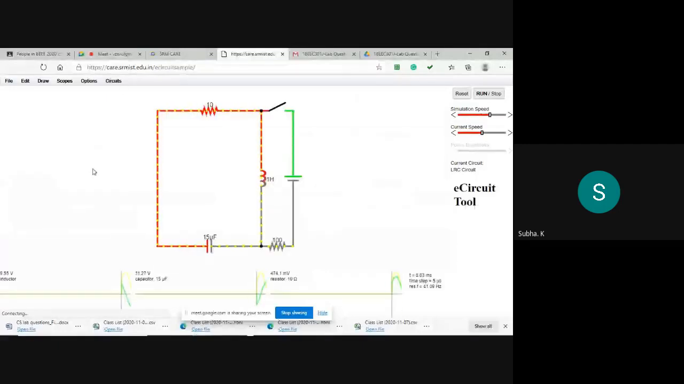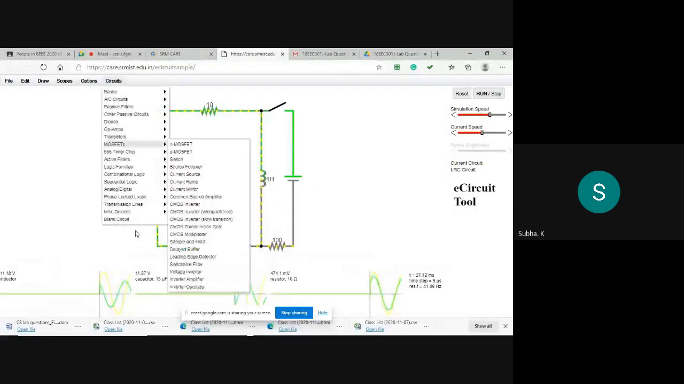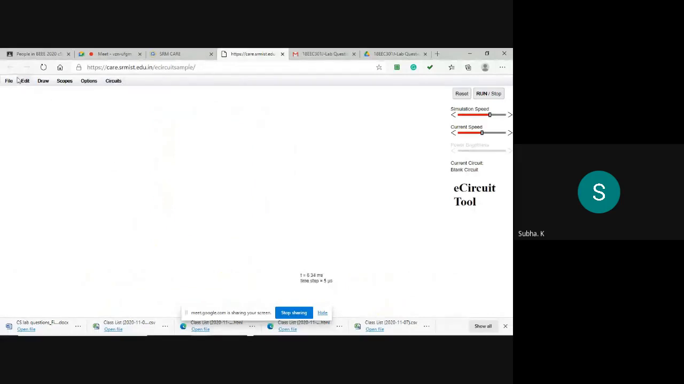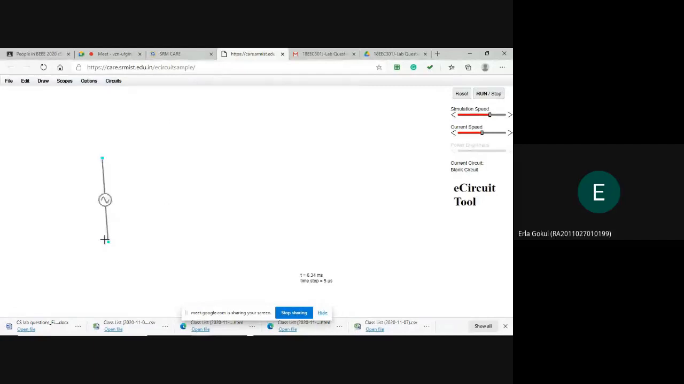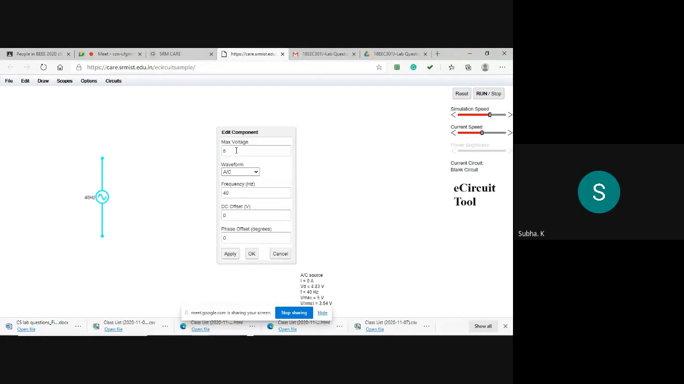I need to open a blank circuit. I want a switch, supply, AC supply, everything. So in inputs and sources, I will add an AC two terminal source like this. All are able to follow? Yes, ma'am. I will edit because it is a 50 hertz source, so I will change some things. 230 volt I have to give. Then AC 50 hertz. I will change it.